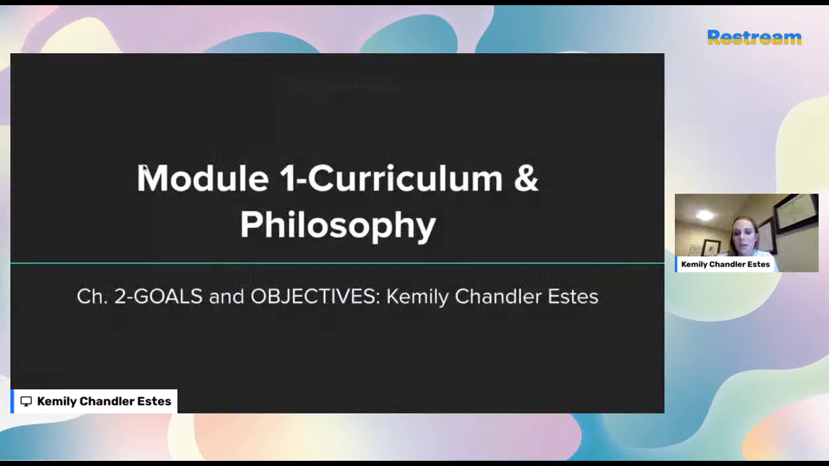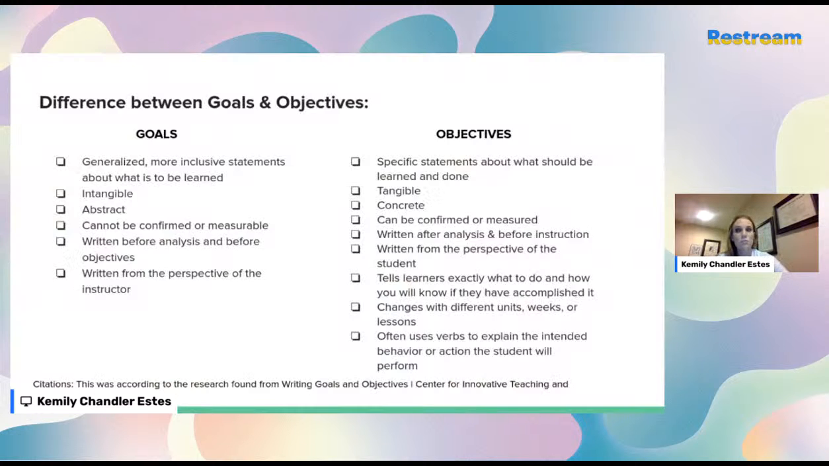Okay, as I said, I'm covering Chapter 2, Goals and Objectives. And here I just listed the difference between goals and objectives. Goals are more generalized, inclusive statements about what is to be learned, whereas objectives are more specific about what is going to be learned and done.